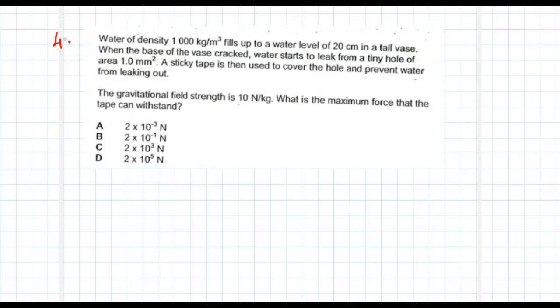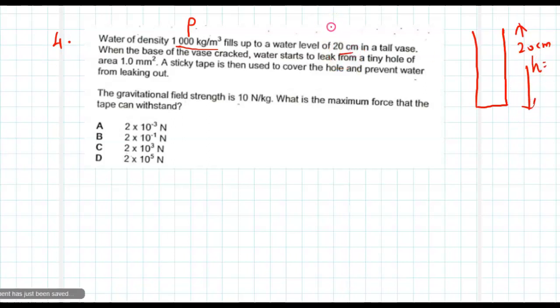Question number 4. Water of density 1000 kilogram per meter cube fills up to a water level of 20 centimeter in a tall vase. So there is a tall vase, and they are filling water into the tall vase up to 20 centimeter. That is the height, h.